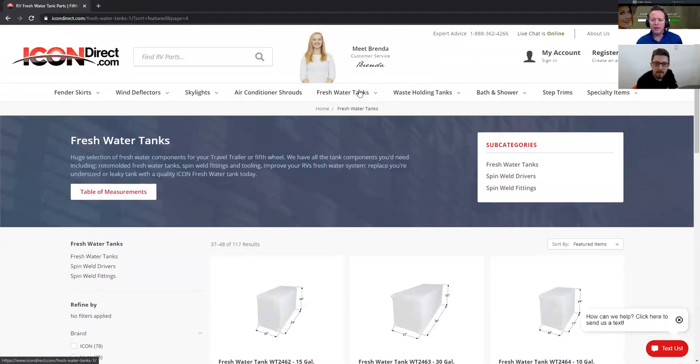So I know you have freshwater tanks and holding tanks. Give me situations where these are being replaced or added into RVs. Is this usually like really old RVs or is it newer units? What are people buying tanks for RVs?